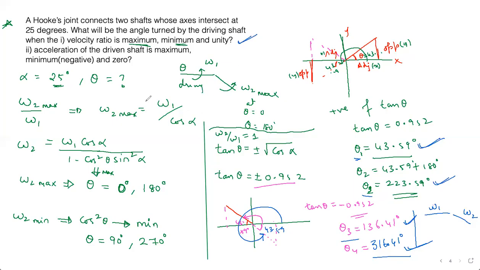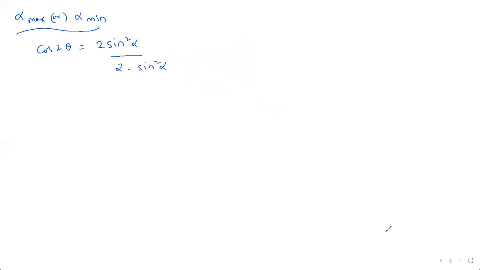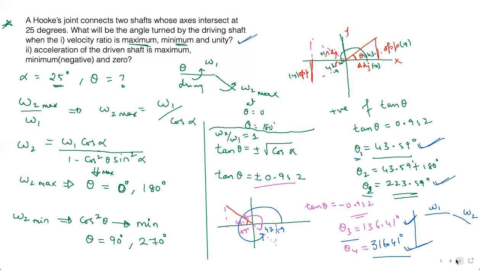And we'll go to the next case now. The acceleration of the driven shaft is maximum, minimum, and 0. So we have conditions for maximum or minimum alpha, right? What is the condition? The condition is cos 2 theta equals 2 sine square alpha by 2 minus sine square alpha. What is the alpha value? The alpha value is 25 degrees.